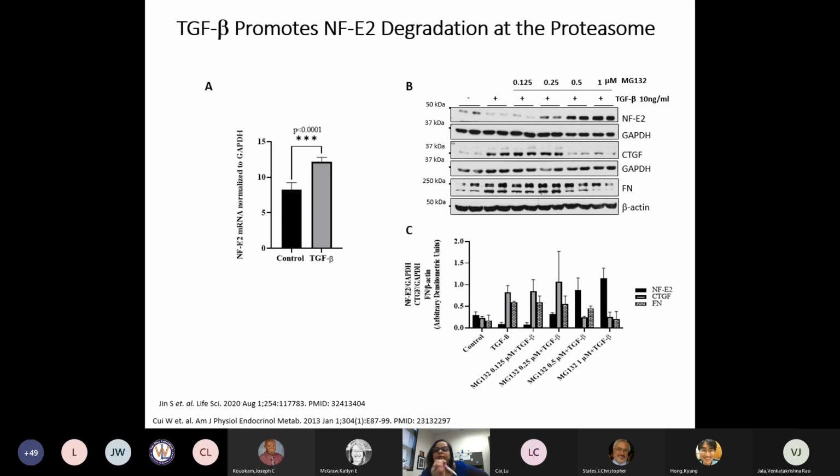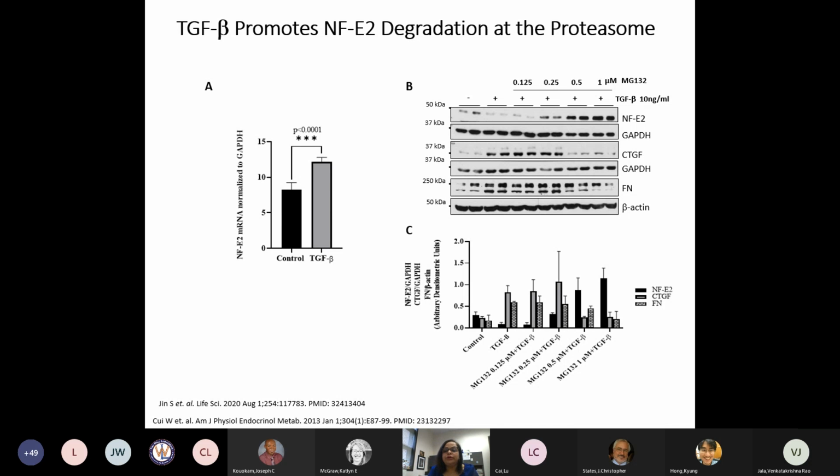So the cells were treated with an increasing concentration of MG132, which is a proteasome inhibitor. And in a dose-dependent manner, you can see that NFE2 expression is preserved. In the absence of MG132, NFE2 degradation is seen, and in the presence of increasing concentration of the proteasome inhibitor, you see that NFE2 expression is preserved. Interestingly, as NFE2 expression increased, we saw a decrease in CTGF expression and a decrease in fibronectin expression.